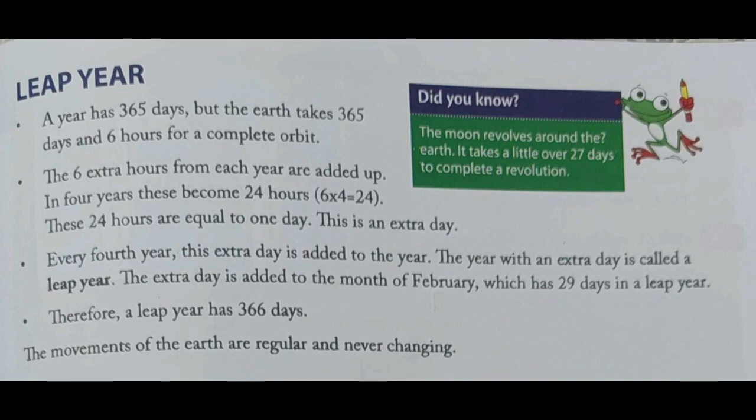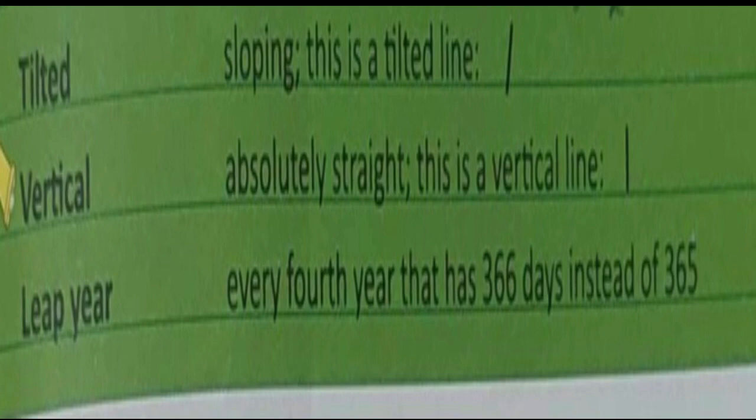The extra day is added to the month of February, which has 29 days in a leap year. Therefore, a leap year has 366 days. The movements of the Earth are regular and never changing. New words. Tilted. Sloping, this is a tilted line. Vertical. Absolutely straight, this is a vertical line. Leap year. Every 4th year that has 366 days instead of 365.